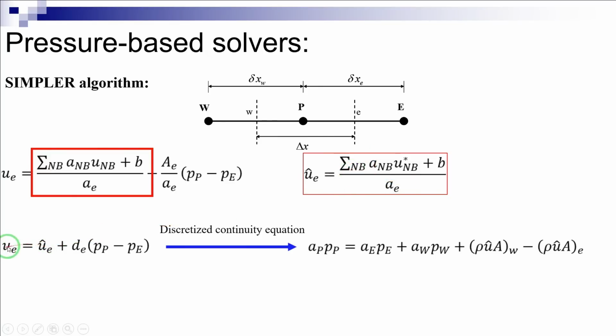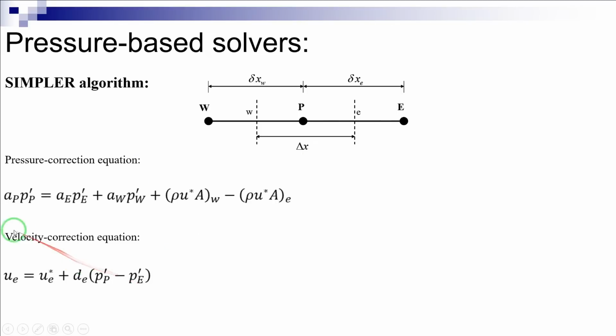Substituting this new velocity equation based on the pseudo-velocity into the discretized continuity equation gives the following discretized equation for pressure. The pressure that is obtained from this equation is set as the guessed pressure field, and then the momentum equations are solved to obtain the corresponding guessed velocity field U asterisk. After that, the pressure correction equation as shown here is solved.